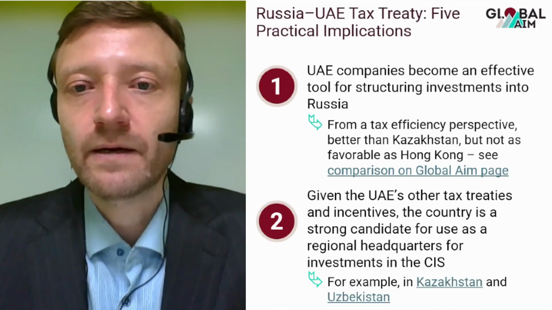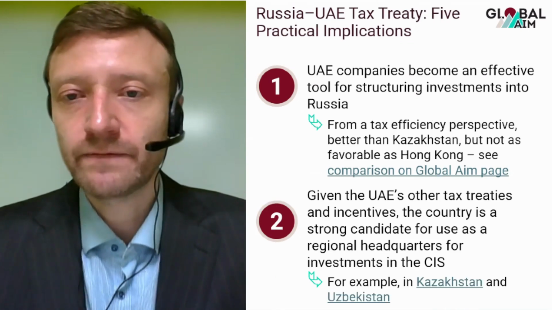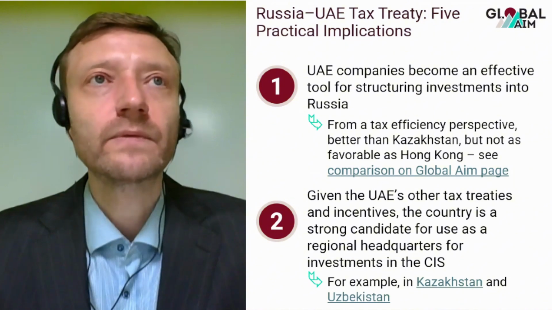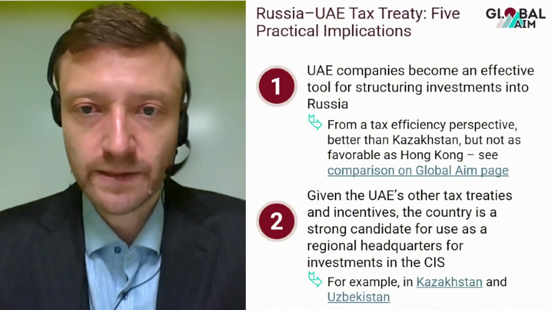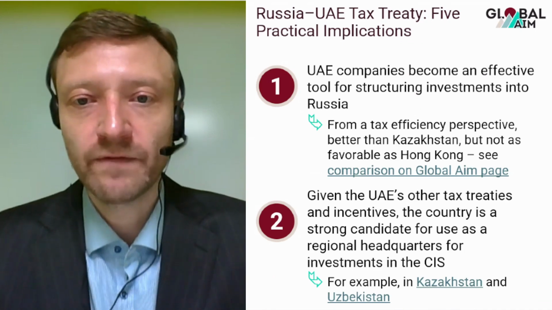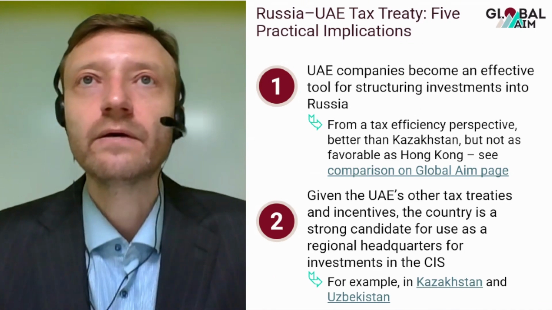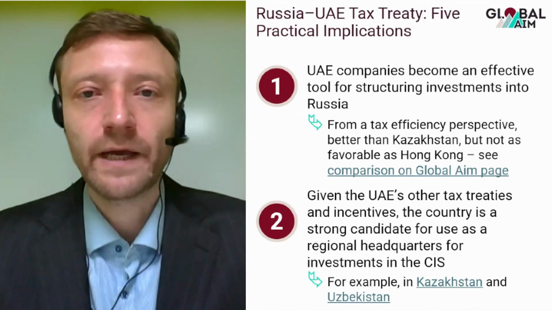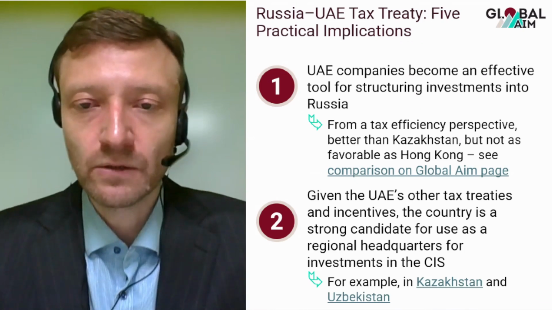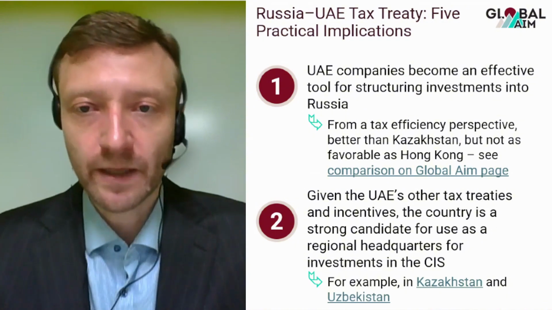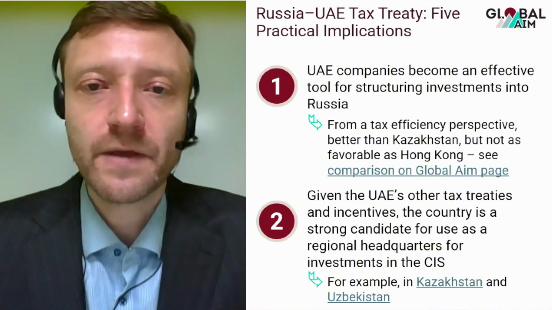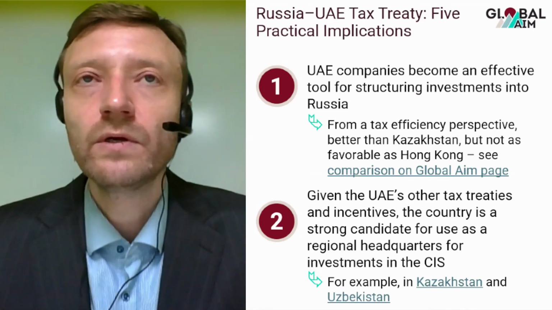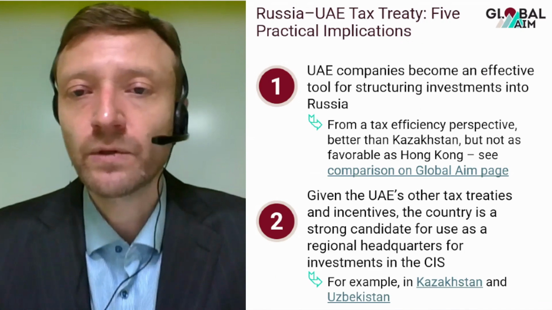Next, given that the United Arab Emirates has an extensive tax treaty network, this country becomes a suitable location and a strong candidate to be used as a headquarters for investments in the CIS, in the region in general. For example, in Kazakhstan and Uzbekistan, we also had comparative tables where the UAE looks very attractive from a tax planning perspective. So you can again follow the links and see the comparison. But the bottom line here is that the country now becomes a strong candidate for investments or for headquarters in the CIS region.